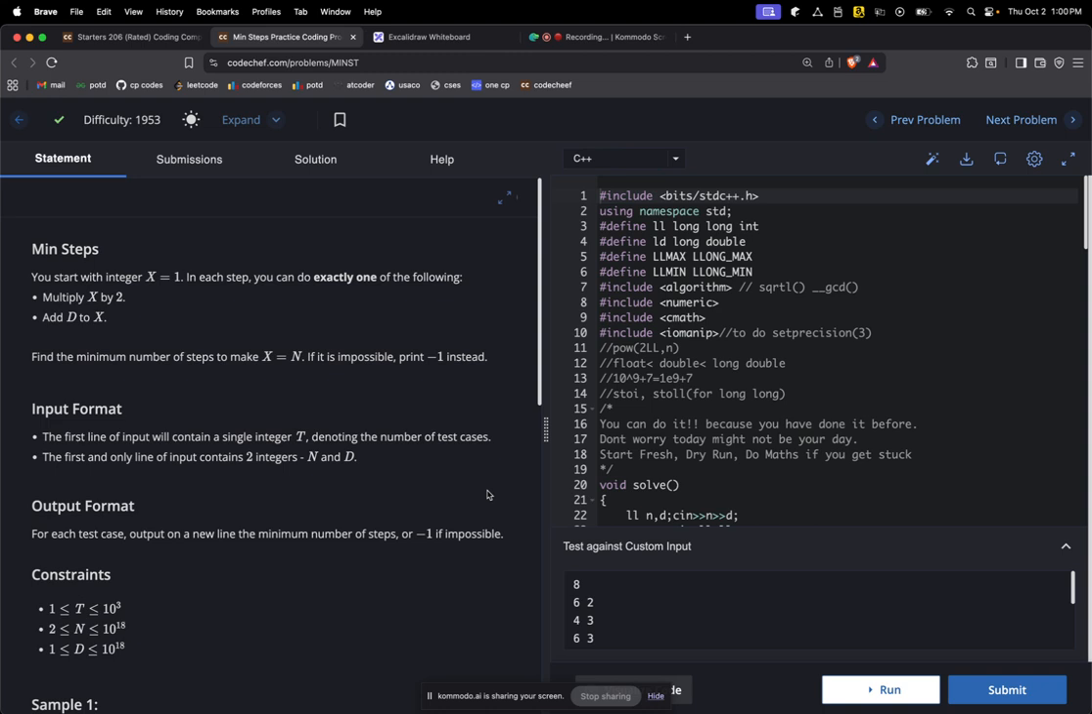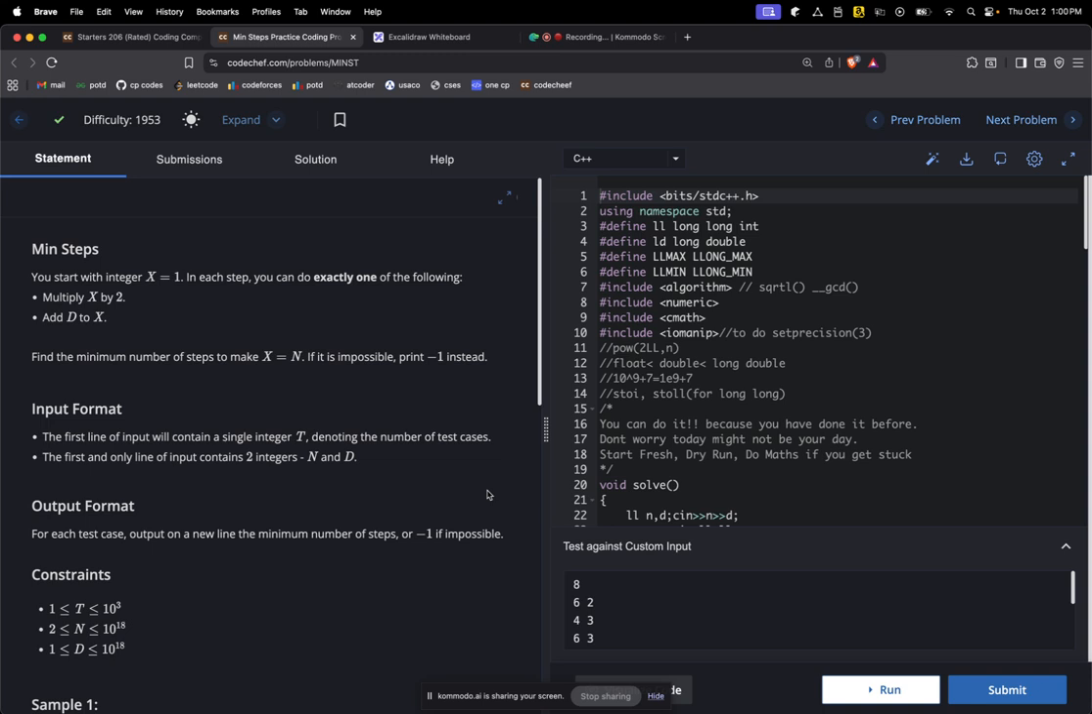You start with an integer x equals to 1. It's a pretty simple question in the understanding of it. In each step, you can do exactly one of the following: multiply x by 2, or add d to x. Okay, makes sense. Find the minimum number of steps to make x equal to n.